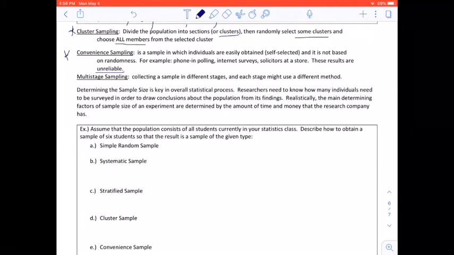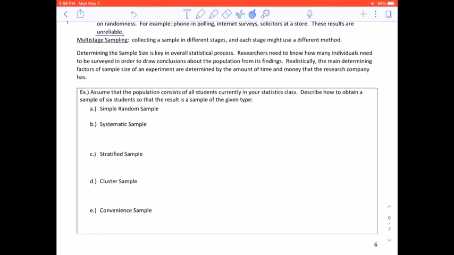Determining the sample size is key in the overall statistical process. Researchers need to know how many individuals they need to survey in order to make a conclusion about a population from its findings. Realistically, the main determining factor of a sample size is going to be the amount of time and money that the researcher or company has. We will spend some time figuring out sample size later on in the semester.